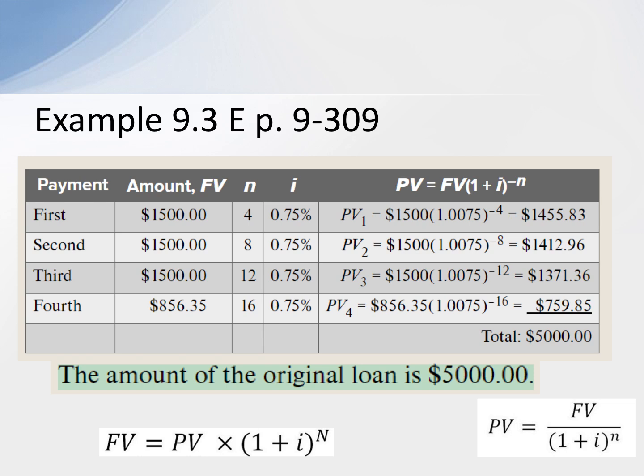Here is a quick table of the calculations using the formula, showing the same values that we found using our calculator. And again, the total loan was $5,000.